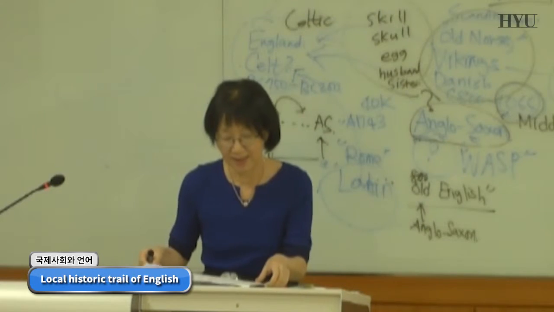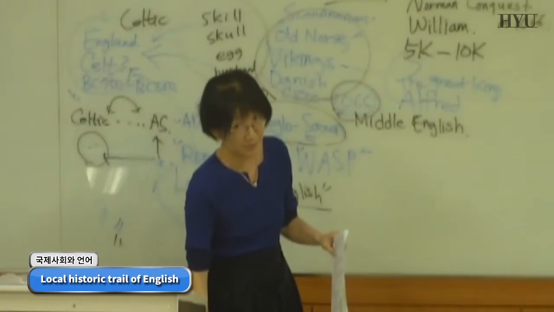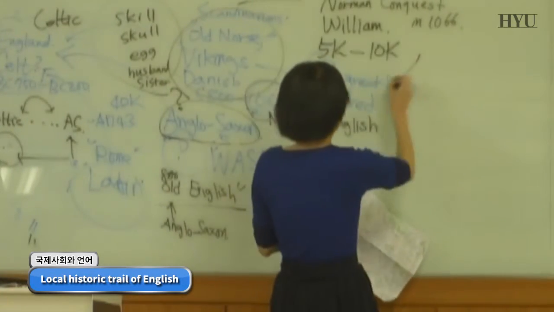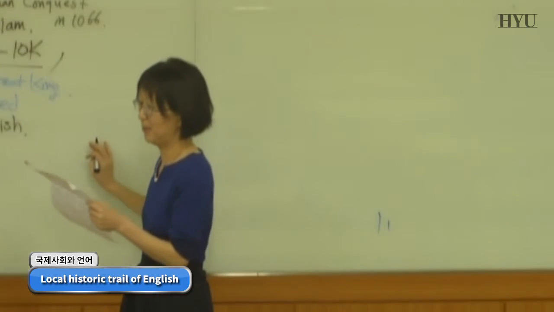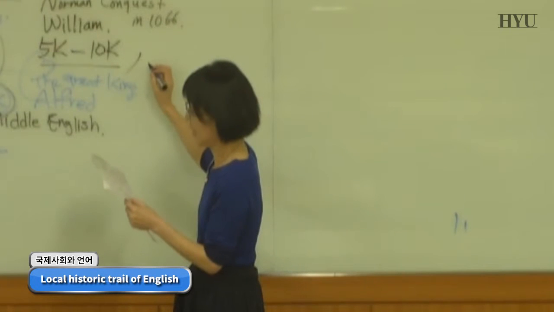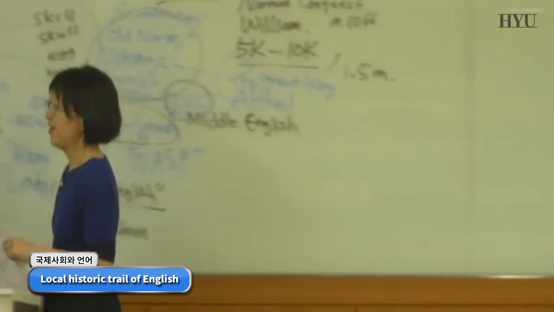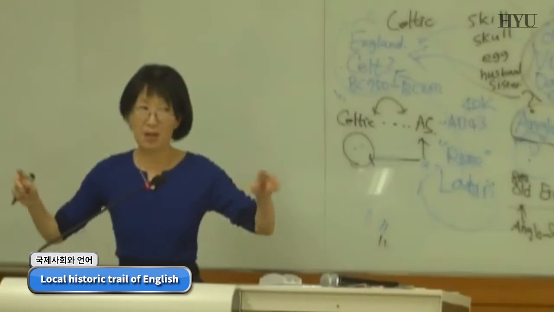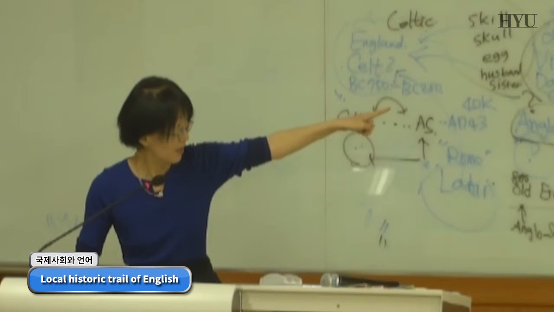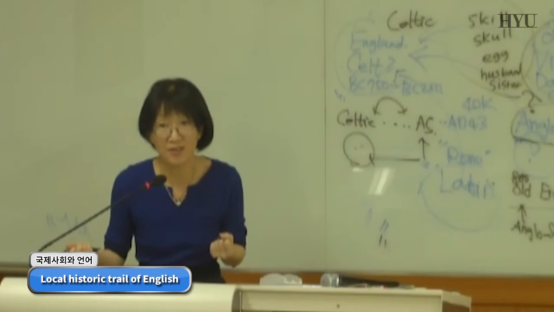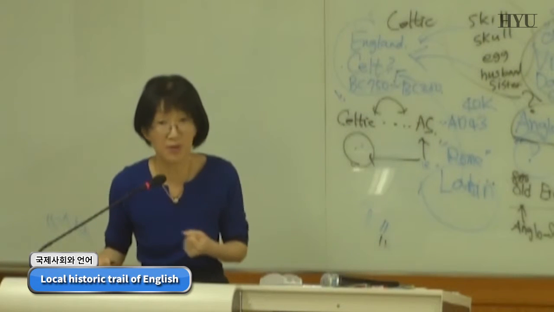Here, this is an interesting number. How many soldiers did he bring with him? Then I have a question. What was the population of Anglo-Saxon Britain at that time? That was about 1.5 million. So why is it interesting? Because William had only 5,000 soldiers, and he could take control of Britain, whose population was as large as 1.5 million.